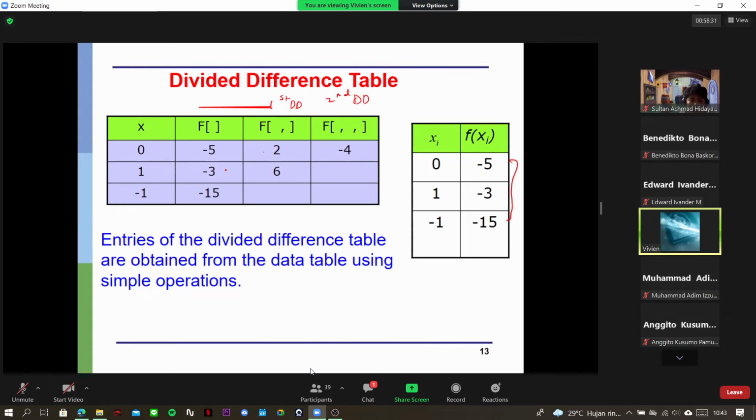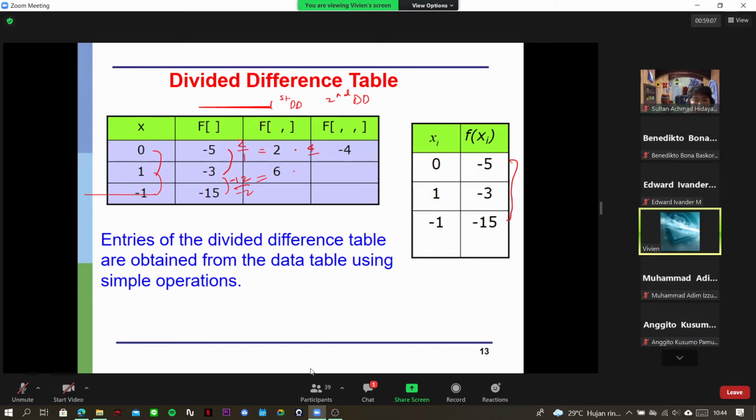How to calculate this one? So 2 is obtained from minus 3 minus minus 5, so that will be minus 3 plus 5, which is 2, divided by 1 minus 0, so 1. That will be equal to 2. 6 is obtained from minus 15 minus minus 3, so minus 15 plus 3, that will be minus 12, divided by minus 1 minus 1, so that will be minus 2. So the result will be 6.